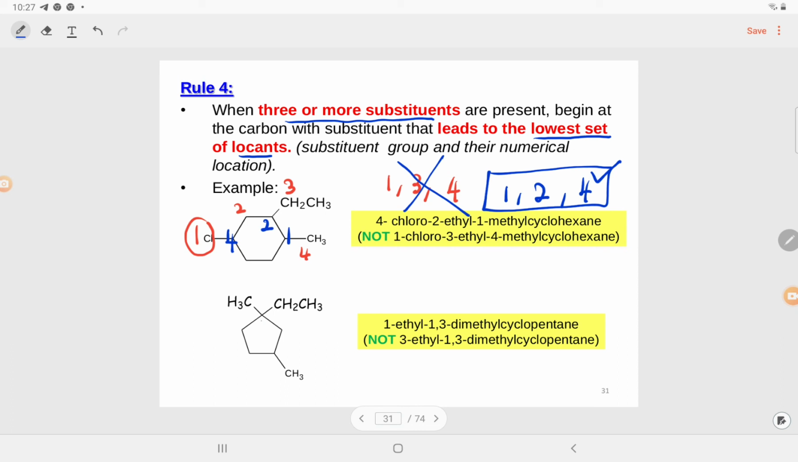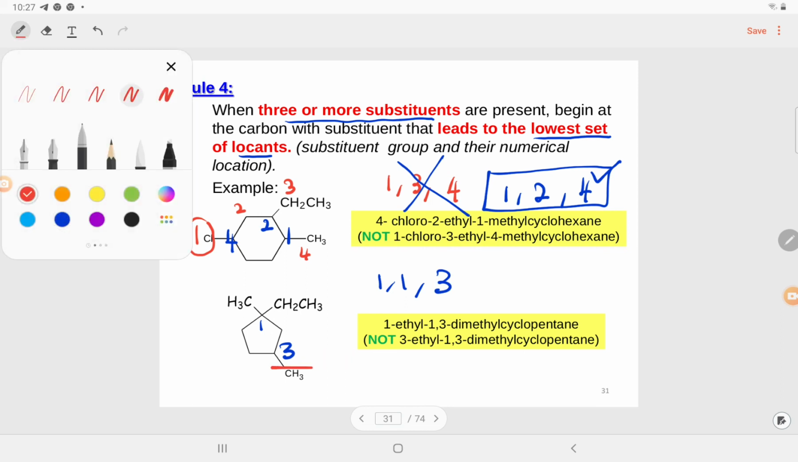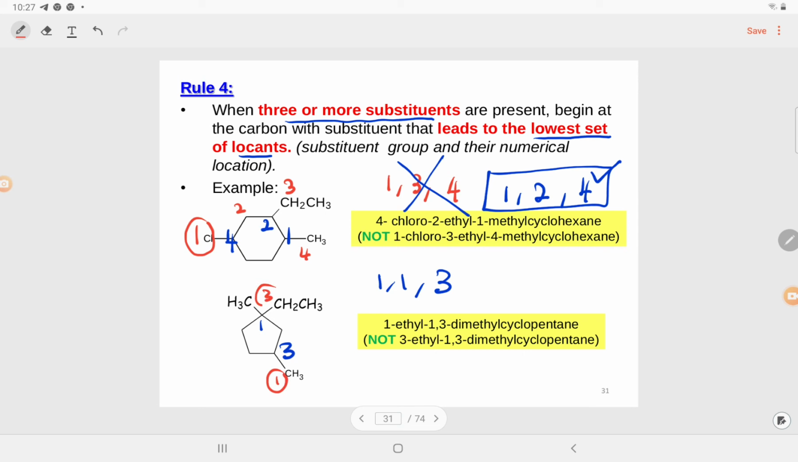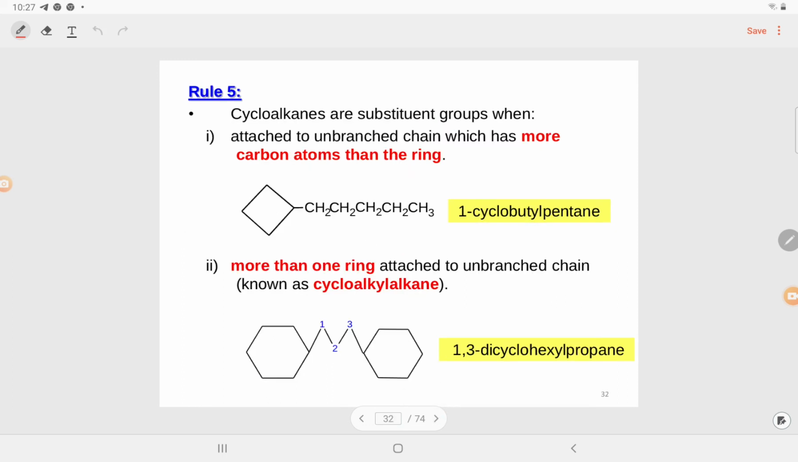Okay, similar for here. So this is 1, 1, 3. Not the red color. This is number 1, this is number 3. So, or 1, 3, 3. So, your first point of difference, second point, 1 comes first. So this is acceptable. This cannot be accepted as your first point of difference in labeling your substituent groups.